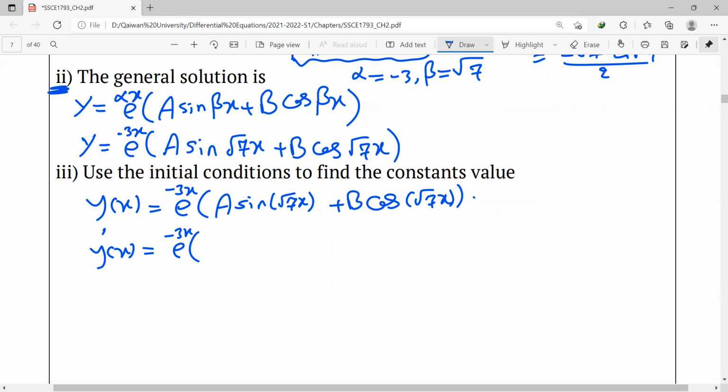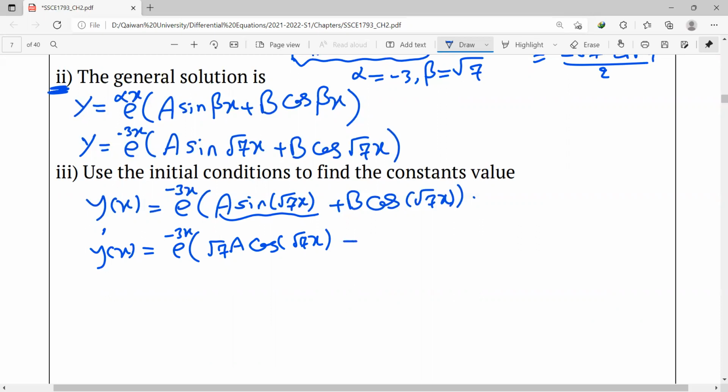Derivative of sine is cosine. Here we have a. And derivative of the angle, we get square root of 7 a cosine square root of 7x. This is derivative of this part. Derivative of sine is cosine, and derivative of the angle is square root of 7. And we have a as the coefficient of sine. We get square root of 7 times a times cosine square root of 7x.